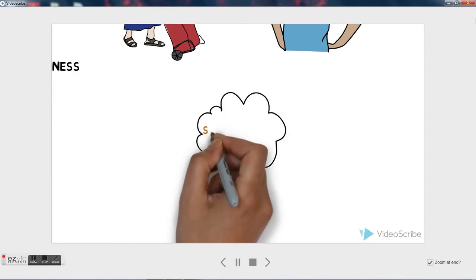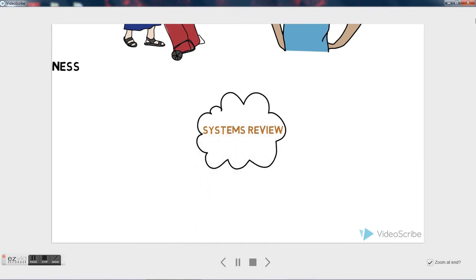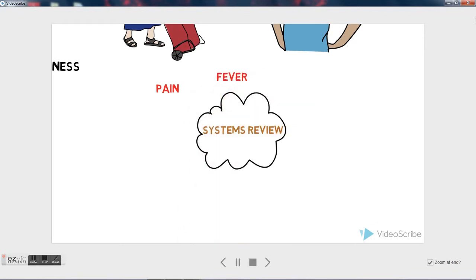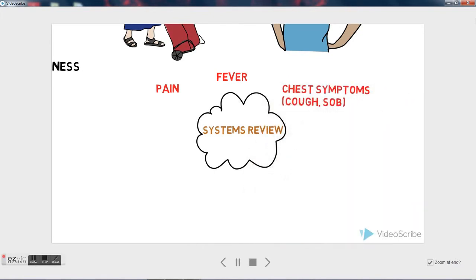The first thing to do, I guess, is do a systems review, looking for any symptoms which the patient may have, which can point you in the direction of the problem. Pain can be a very helpful one, and even a very demented patient might be able to complain of chest pain. Fever can help point towards infection, and chest symptoms, things such as pneumonia and chronic COPD.